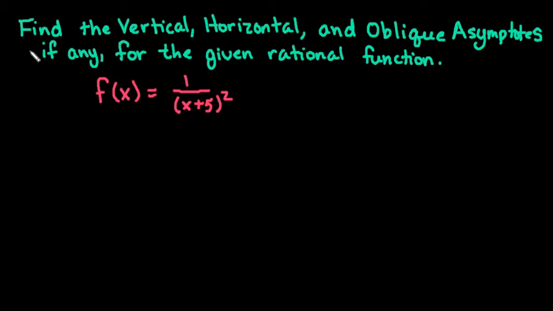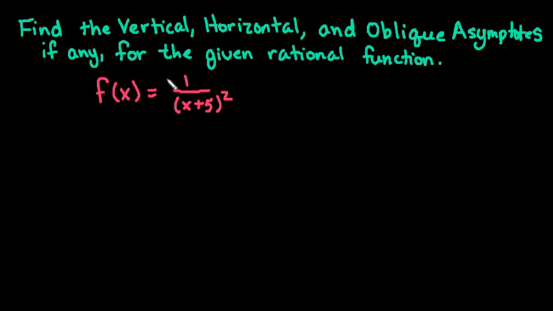Hi, for this video we're going to look at asymptotes for a given rational function. If you remember, a rational function can have vertical, horizontal, or oblique asymptotes. It can have both a vertical and a horizontal, or a vertical and oblique. It cannot have a horizontal and oblique. It can also have no asymptotes as well.